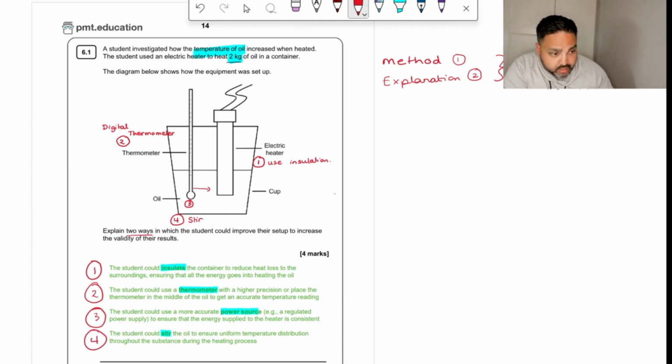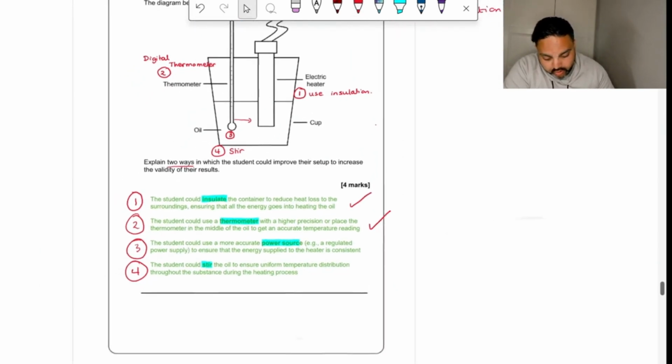No you don't, Thomas, you have to write 2 of these. So you can choose insulation and digital thermometer, and that would be absolutely fine for all 4 marks. So it's the method, how you're going to improve it, and then the explanation. I've just put all 4 for your own understanding, okay?